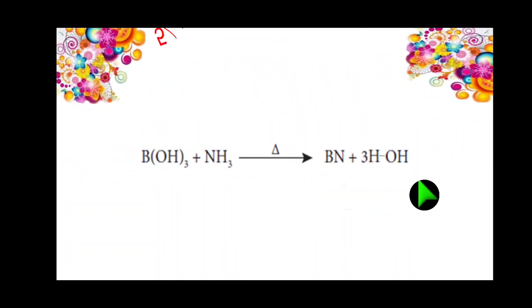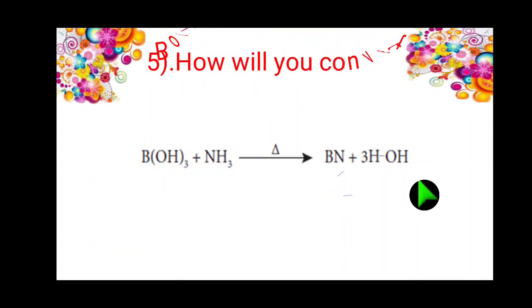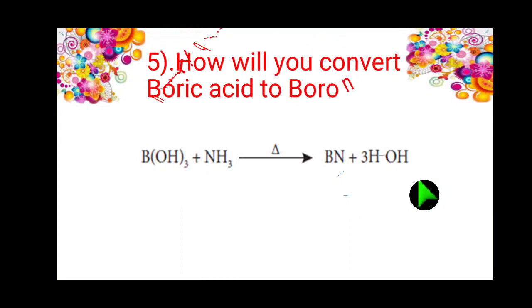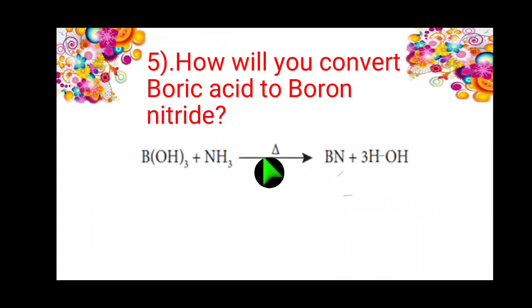Question number 5. How will you convert boric acid to boron nitride? Boric acid H3BO3, we can write B(OH)3. Both are the same. When treated with ammonia, right, at 800 to 1200 Kelvin on heating, it gives boron nitride.